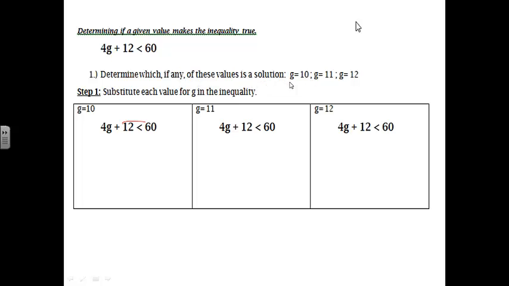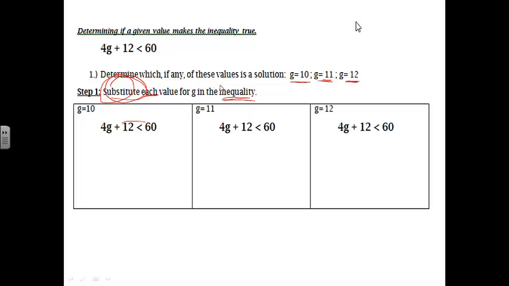So it's asking us, could 10 be replaced and be less than 60? Then it's asking if we replace 11, would it be less than 60? And then we're replacing 12. So we're substituting each value to see which one is a true statement.